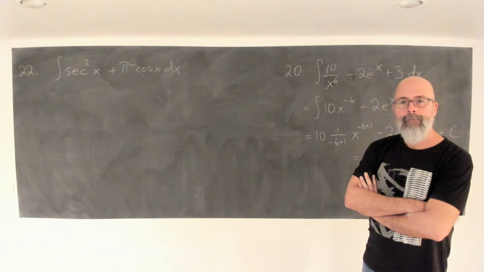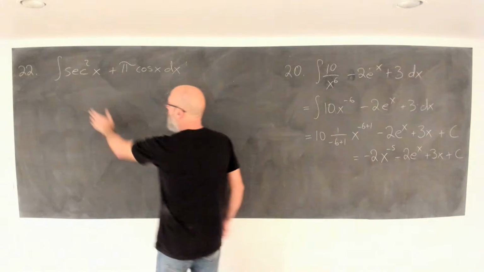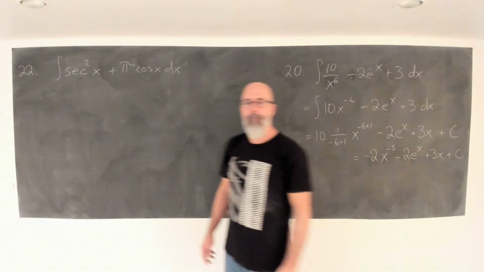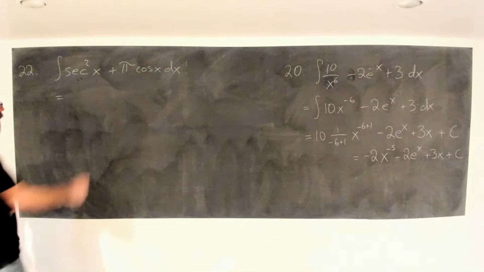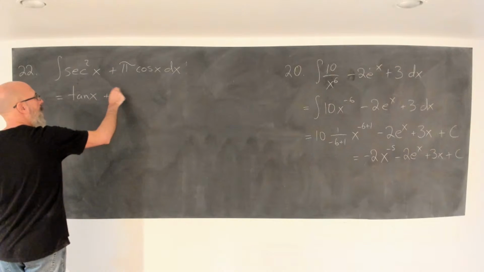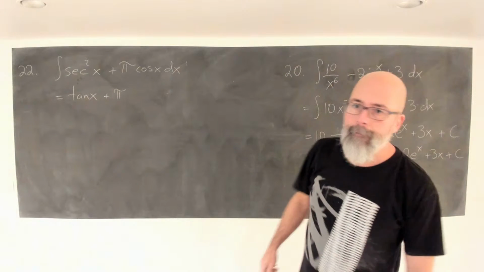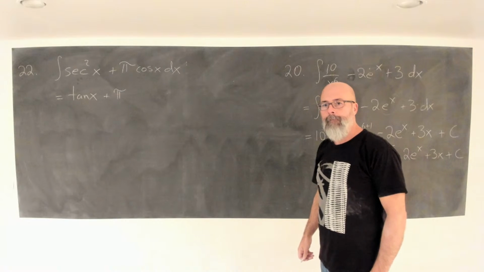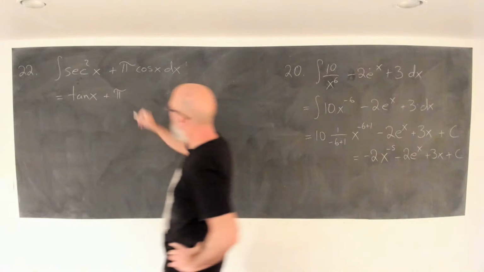Very well. So my question to you is, do we know of a function whose derivative is secant squared? Exactly that. Tangent x. Leave the constant pi outside. Do we know of a function whose derivative is cosine? Sine, and that's it.